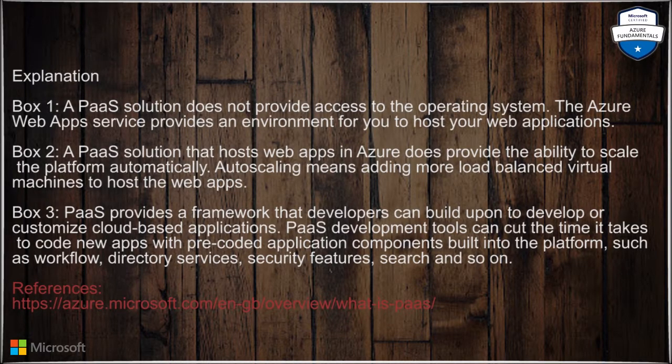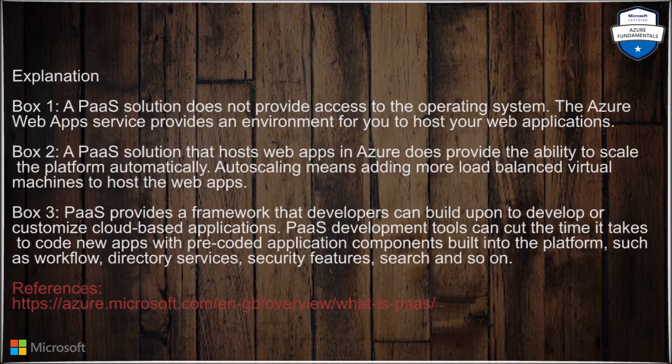Explanation. Box 1. A PaaS solution does not provide access to the operating system. The Azure Web Apps service provides an environment for you to host your web applications. Box 2. A PaaS solution that hosts web apps in Azure does provide the ability to scale the platform automatically. Auto-scaling means adding more load-balanced virtual machines to host the web apps.